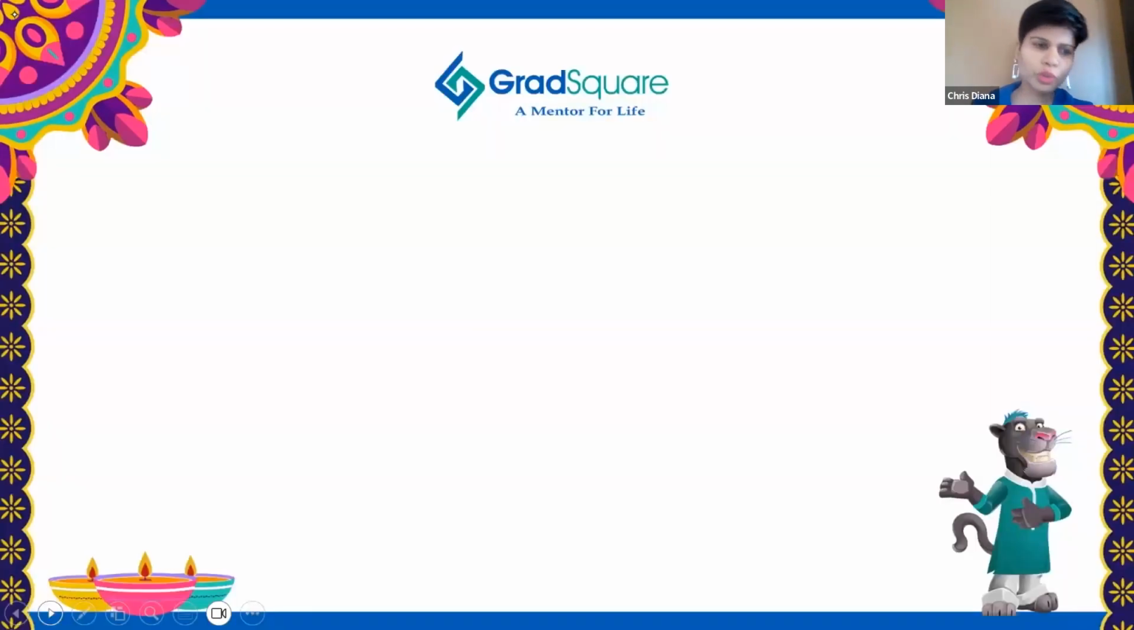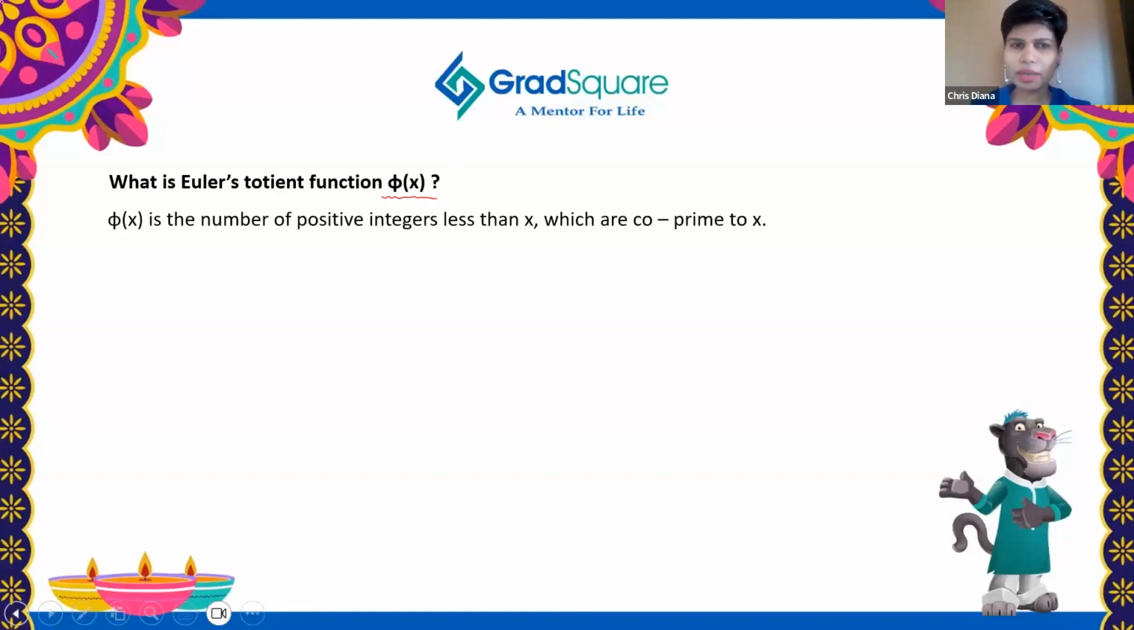First of all, before knowing that, you should know what is Euler's totient function. And from now onwards, I'll be referring to Euler's totient function as phi of x. So how do you define phi of x? Phi of x is the number of positive integers less than x which are coprime to x. The meaning of the word coprime is, if I say that a and b are coprime to each other, then it means that the HCF of these two numbers is going to be 1.